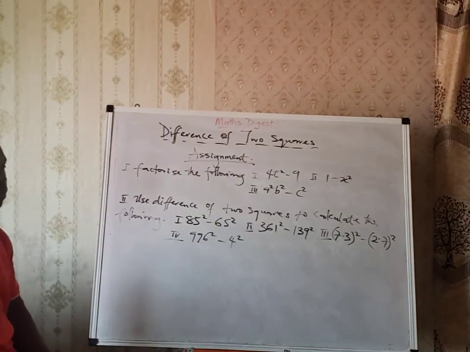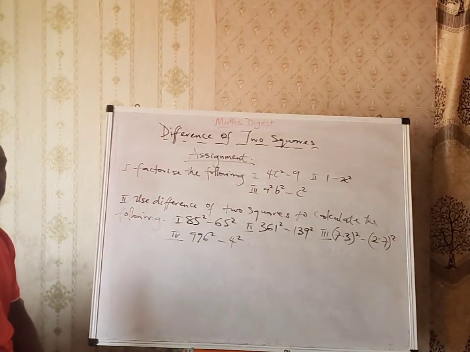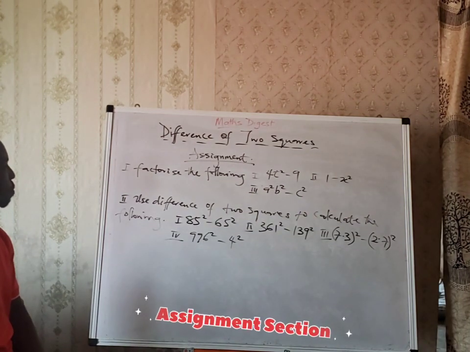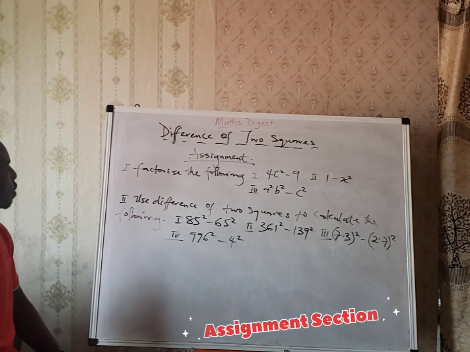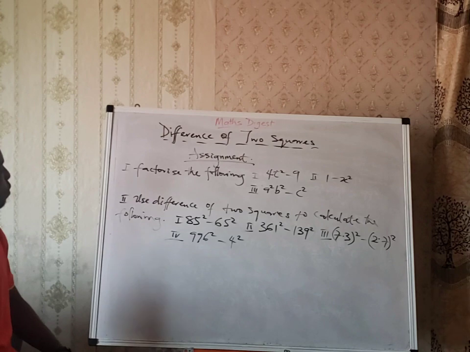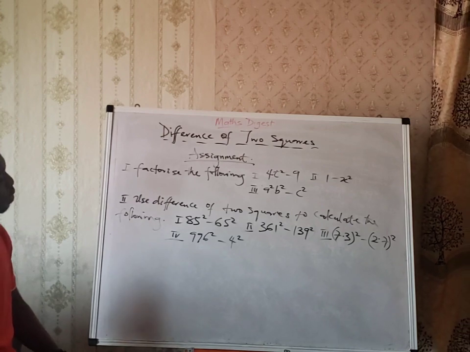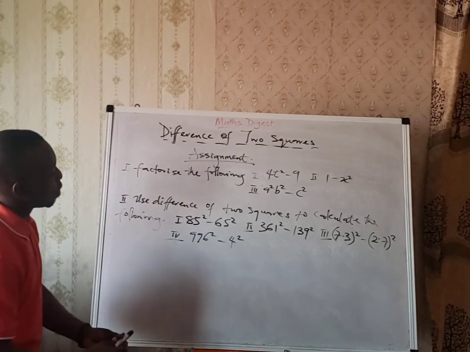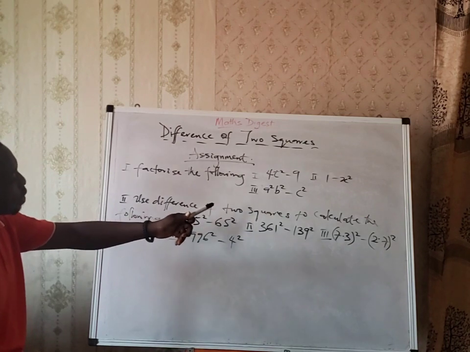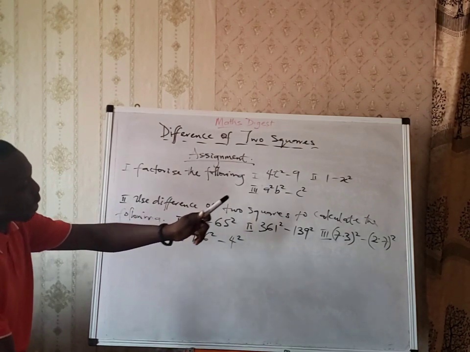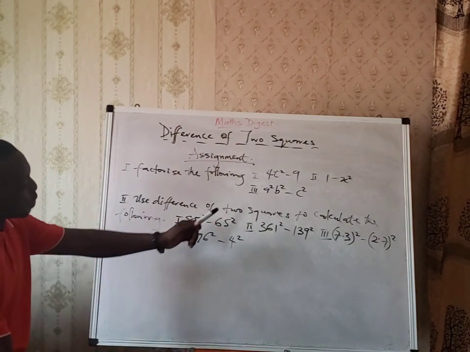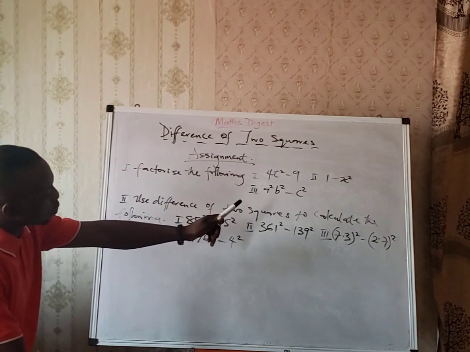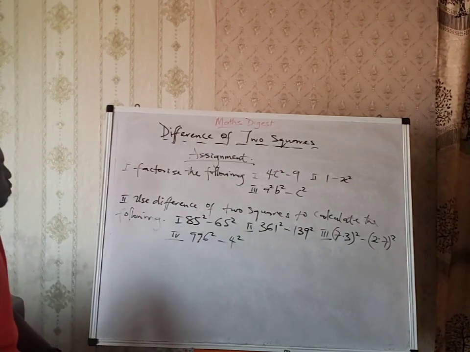Welcome to the assignment section. The assignment says number 1, factorize the following: 4t squared minus 9, and the second one says 1 minus x squared. Then the third one says a squared b squared minus c squared.